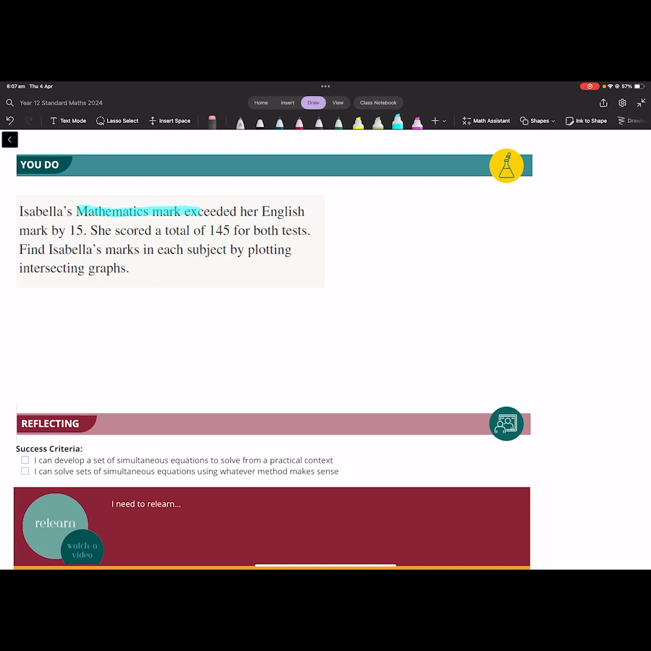Isabella's mathematics mark exceeded her English mark by 15. So I can write an equation that says m, her mathematics mark, equals her English mark plus 15 more marks, because her maths mark was 15 higher than her English mark. There's an equation we can work with. We also know that her total for both tests was 145. So her mathematics mark plus her English mark must be 145. And there we go, we've got 2 equations.